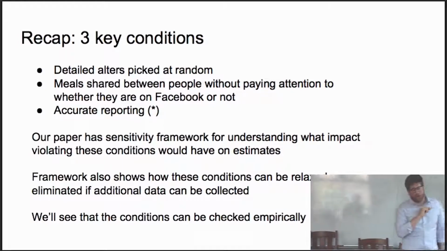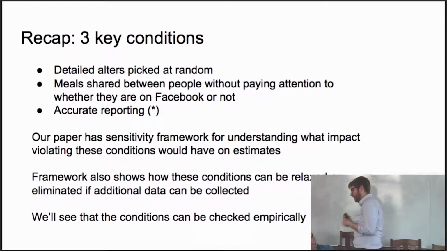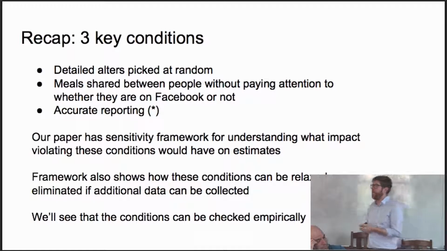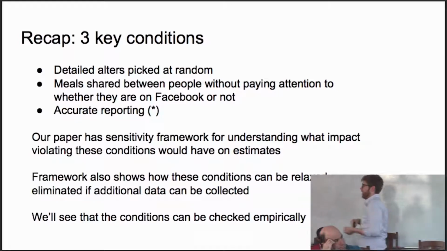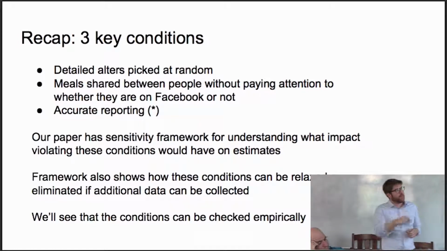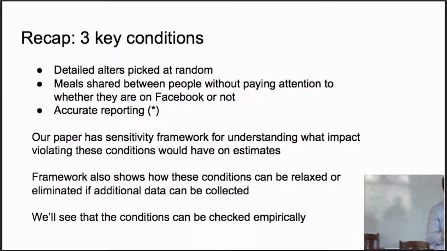I actually put a star here because the sensitivity framework reveals that we don't really need the reporting to be accurate. We need the reporting to be similarly accurate for the numerator and for the denominator. In other words, a lot of these network reporting-based estimates have this structure that what matters is a correlation between the thing that you're interested in and the reporting error, not actually reporting error per se.